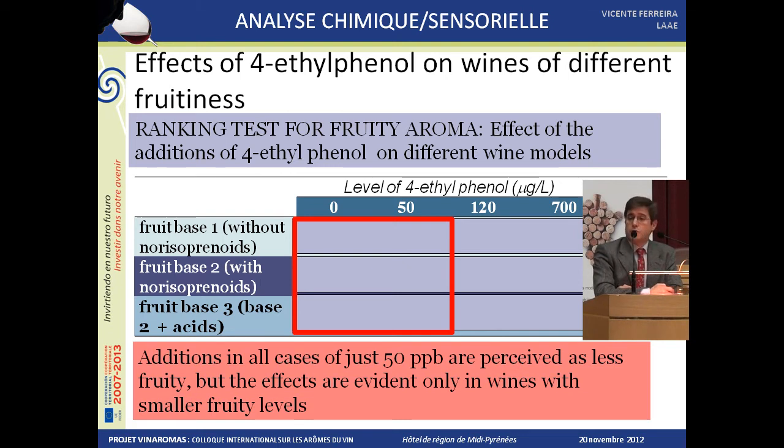In the second case, it was not that easy, and in the third case, it was still more complicated. But of course, in all cases, the judges agreed that at 700 parts per billion, that wine was strongly phenolic. However, please take note that in all the cases, just 50 parts per billion of 4-ethyl phenol made the wine be perceived as significantly less fruity. So this has a really important effect on wine quality.